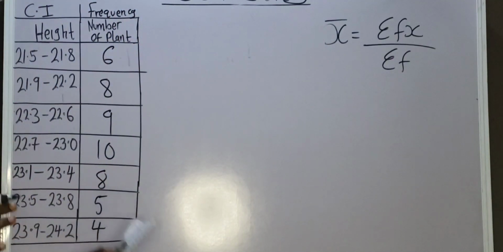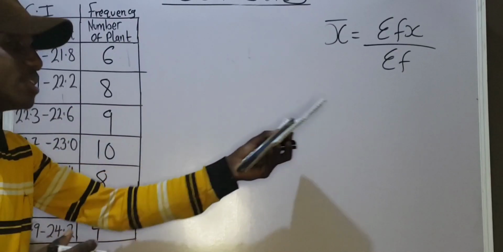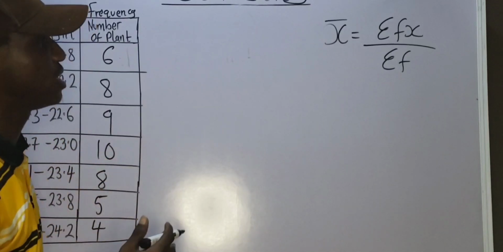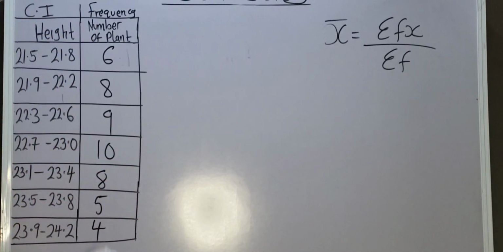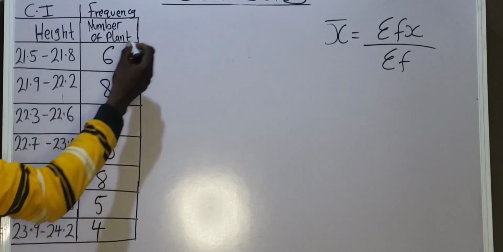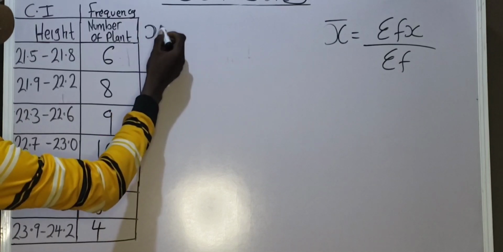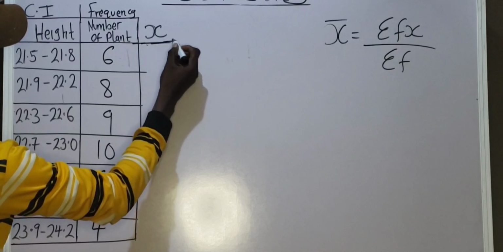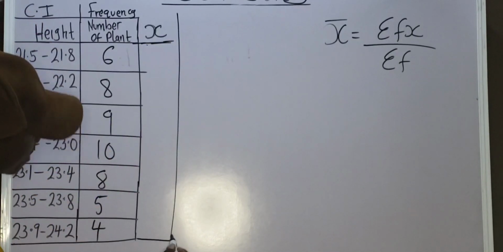So now your formula will define what you are going to have on your table. When you remember your formula, the parameters that you need to calculate in your formula will tell you what you are going to have on your table. Now look at this formula. We need the product of frequency and x. Though I have my frequency as the numbers of plants, I still need to find the value of x. How do I determine the value of x? So we have another table here, which will stand for x.